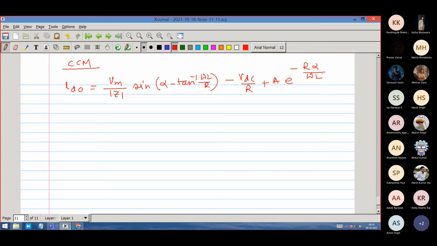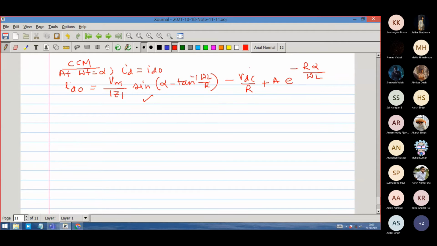That means we are saying that at omega t equal to alpha, ID is equal to ID naught. From the basic equation that we had derived earlier, this is the expression. Because you see, this is a particular integral, and one is the complementary function. There are two sources. The first source is a sinusoidal source, so it is producing a response which is Vm by Z sine of omega t minus tan inverse omega L by R, which in the general case is alpha minus tan inverse omega L by R, right?